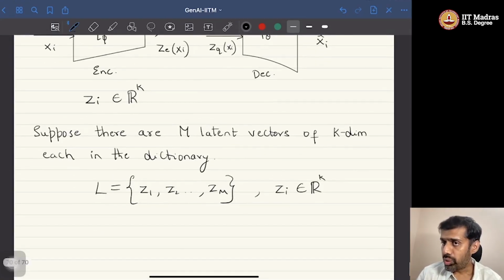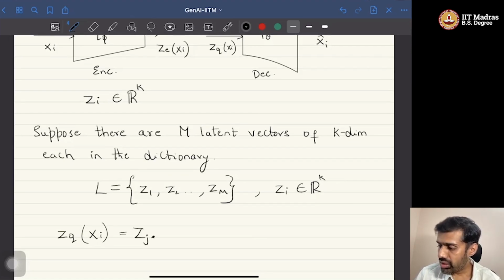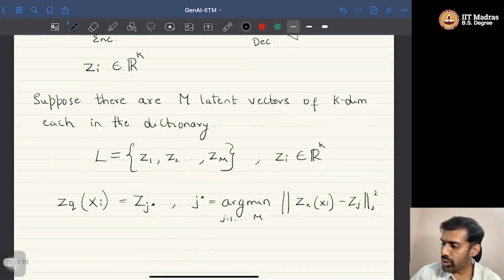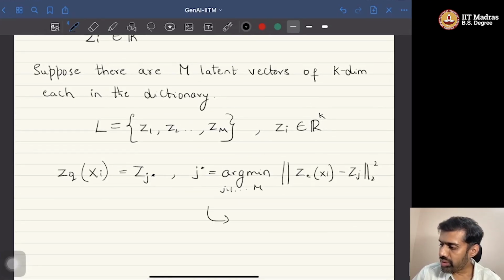Now what happens is zQi, which is the quantized version of the latent, is simply zj star, where j star is the index j equal to 1 through m that minimizes the distance between the output of the encoder and an element of the latent dictionary. This process is what is called vector quantization.